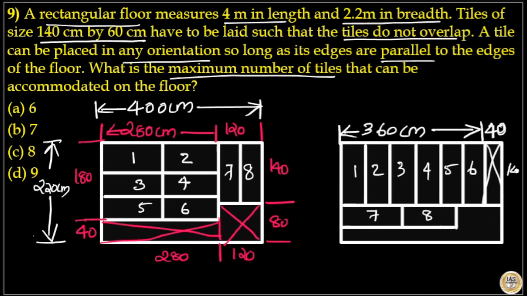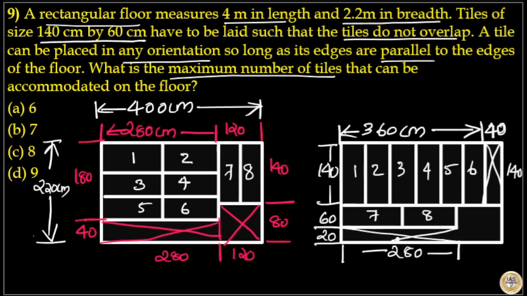Same way, this is total 140 and this is also 140. The remaining is 80. So in this 80, a 60 covered, and up to this is 140 plus 140, that is 280 centimeter. And the remaining this is 20. So in this area, no tiles will cover.